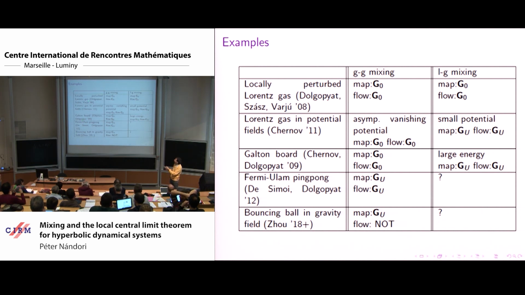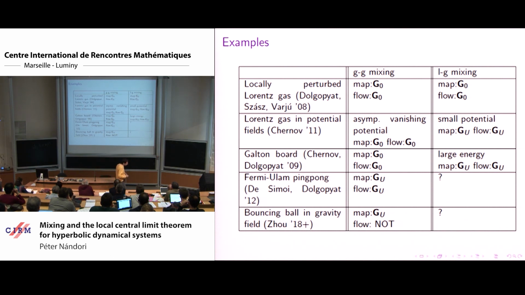So for instance, the local perturbation is studied in a paper by Dolgopyat, Sasz, and Varjú. And so in this case, we have global mixing for both map and flow, and local global mixing for both map and flow with respect to the big space, GO. Okay, so this is kind of the nicest example in the sense that the most is true. Well, I didn't really talk about flows, but you can extend the definitions from map to flows, and you can talk about local global and global mixing for flows, okay? There is a natural map, and there is a flow, where billiard is defined as a flow. So in this case, it holds for both.